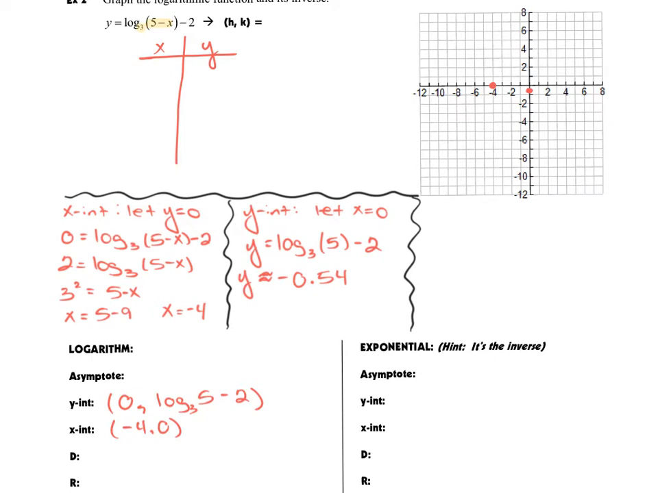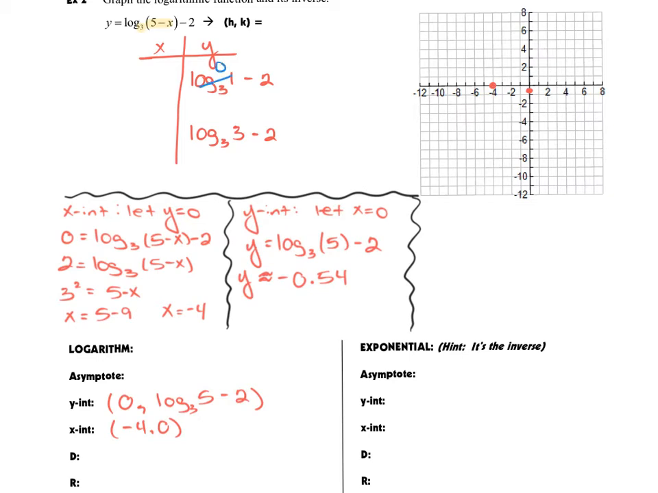Because what I ultimately want to be able to do on this right-hand side is log base 3 of 1, so I could subtract 2, and I would like to be able to do log base 3 of 3 and then subtract 2. Because if I could do that, then of course log base 3 of 1 would be 0.